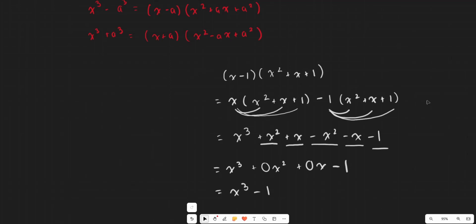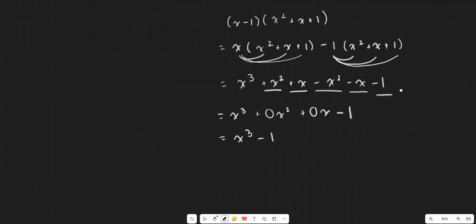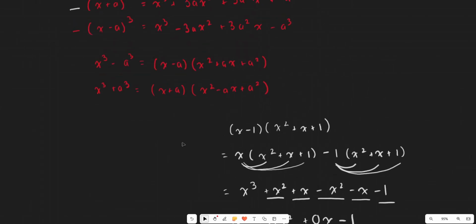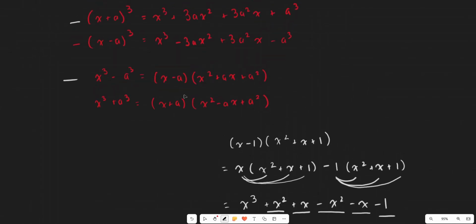And we can write that as x cubed minus 1 cubed, which we can see matches our difference of two cubes formula. So that shows that the difference of two cubes is equal to this formula.